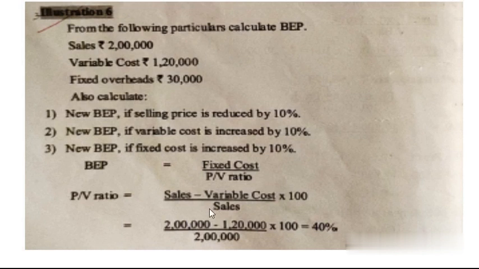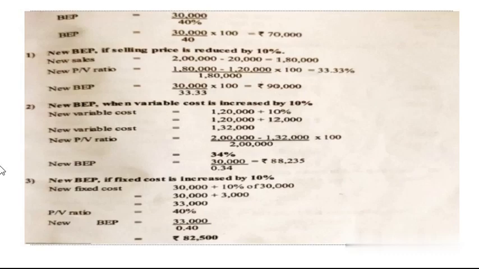So we will find out the original break-even point, and then we will calculate all these three conditions which are given here. The first condition is the original PV ratio and break-even point. To calculate break-even point, we want the PV ratio. PV ratio is equal to sales minus variable cost divided by sales into 100. Sales is 2 lakh, variable cost is 1,20,000, divided by sales 2 lakh, into 100, will give us 40%. So now we have got the PV ratio. We know the fixed cost, which is 30,000. So 30,000 divided by 40% will give us 75,000.